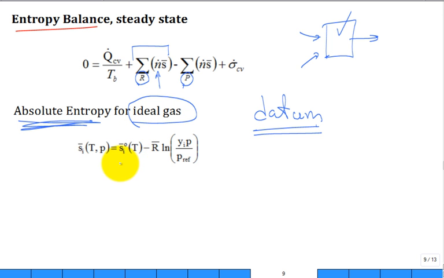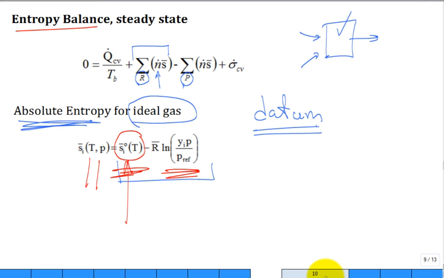This is our equation for an ideal gas. Does it look familiar? Does it have a common structure that you're familiar with? Sure. This would be a function of temperature. This would be the function of pressure. For an ideal gas, the entropy is a function of both temperature and pressure. So this part, temperature only, and you can find it in the table. Let's go ahead and look for that in a table.